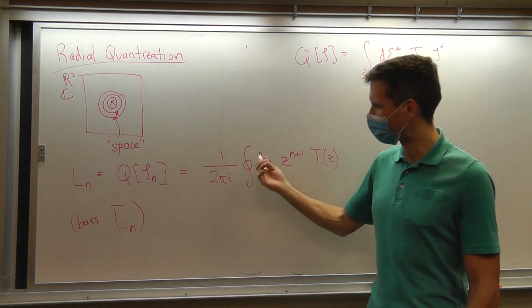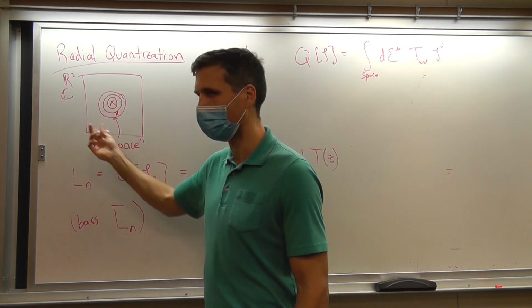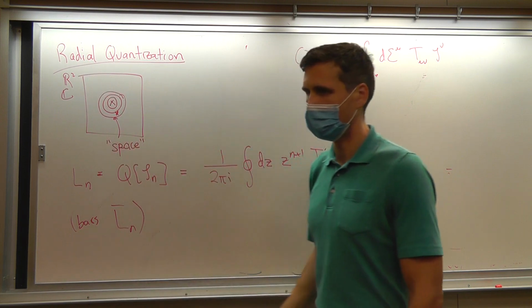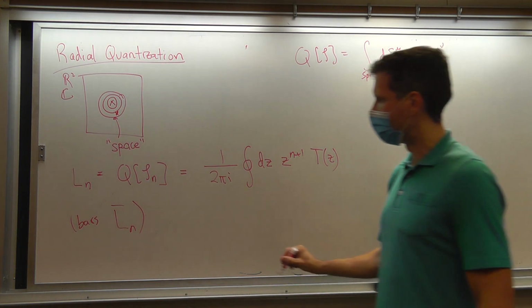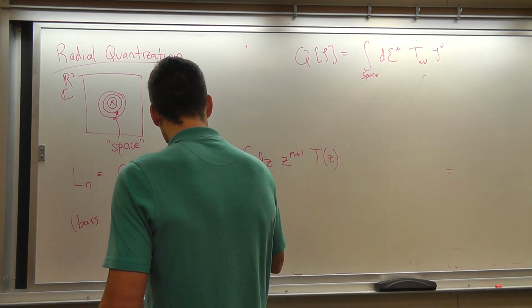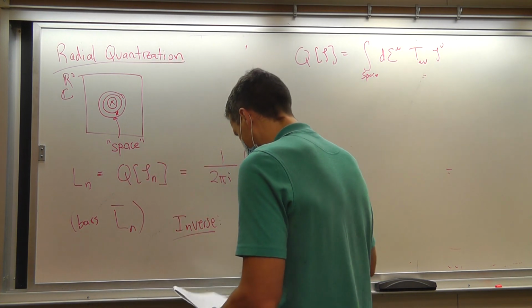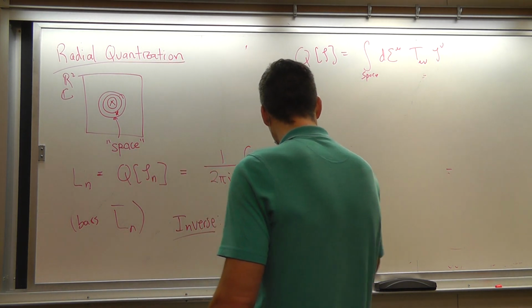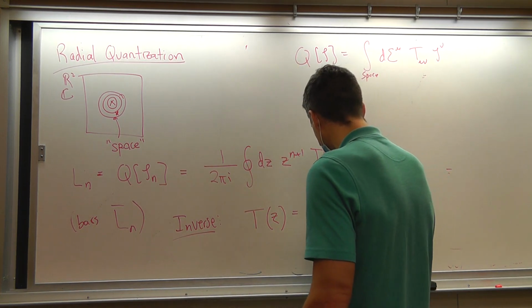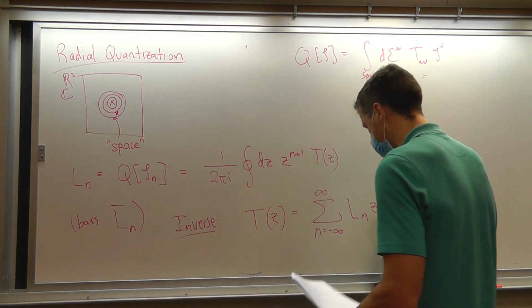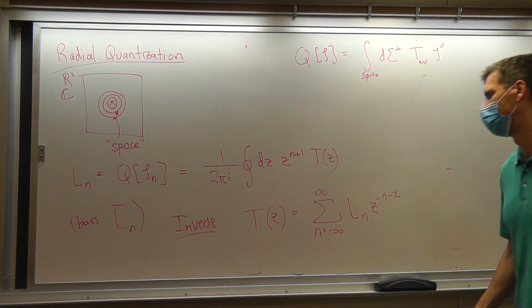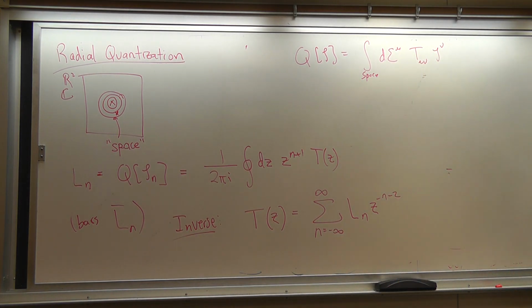It's going to be something non-zero, which depends on the path it takes around any operator insertions when you calculate some observable with this in. The inverse of this relationship just says that T of z can be expanded in the Laurent series, sum over n from -infinity to infinity of L_n z to the minus n minus 2. I've just inverted the contour integral. So the point is that the L_n's are just the modes of the stress tensor.